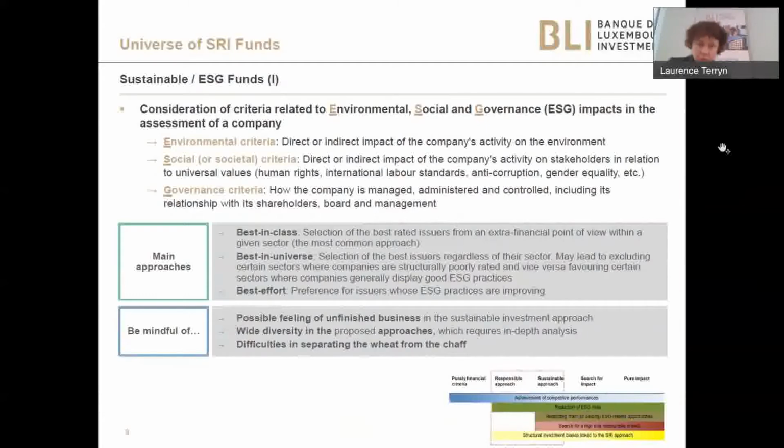This approach is quite common, quite well known, and it has the advantage to consider several ESG factors. We should anyway be mindful of some pitfalls. First, possible feeling of unfinished business in the sustainable investment approach. It's fairly simple at first sight, but we can have the feeling that we don't see exactly the impact. There is also wide diversity in the approach, which require in-depth analysis. And again, in this large universe, it can be difficult to separate the wheat from the chaff.